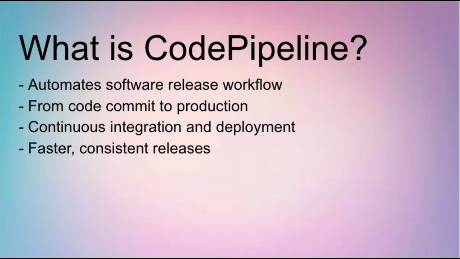The big benefit is speed and consistency. Instead of manually running builds, tests, and deployments, which is a slow and error-prone process, CodePipeline does it all automatically. Every release goes through the exact same process, so you catch bugs early and ship features faster without manual overhead.